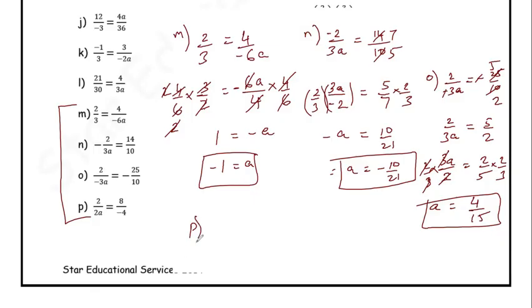And finally, 2 upon 2a is equal to 8 upon negative 4. Not worth solving it. 4 goes into 8 2 times. So 1 upon a is equal to negative 2. I'll flip it. So I get a upon 1, which is 1 upon negative 2. Therefore, a is negative half.